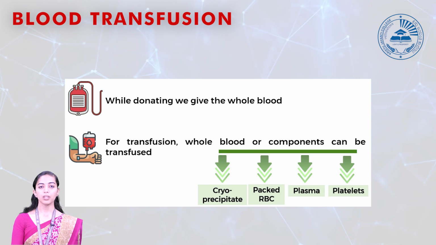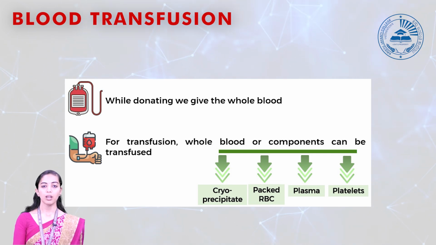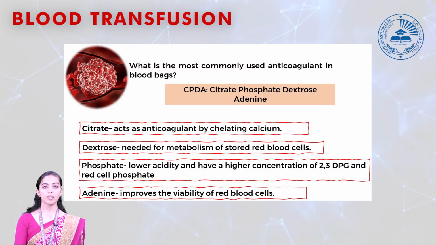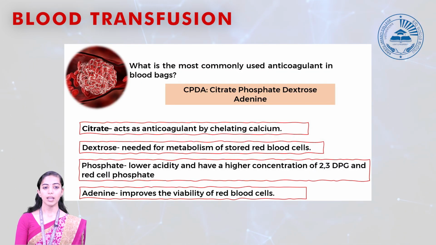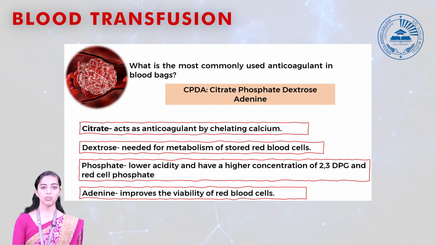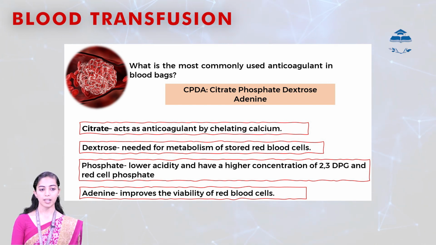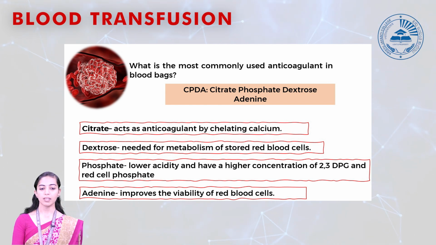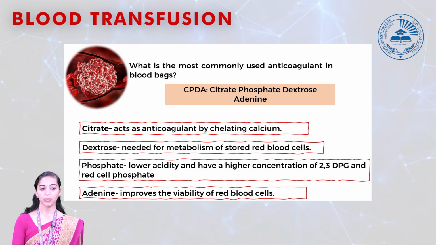While you give the blood in a blood bag, won't the blood clot? There are chances, which we prevent by adding something called an anticoagulant. So what is the most common anticoagulant used in blood bags? It's called CPDA, or citrate phosphate dextrose adenine. Citrate acts as an anticoagulant by chelating calcium, and dextrose is needed for the metabolism of stored red blood cells. Phosphate lowers acidity and maintains a higher concentration of 2,3-DPG and red cell phosphate. Adenine improves the viability of the red cells.